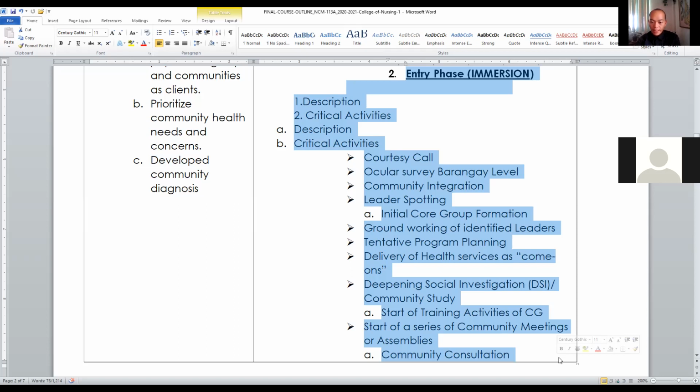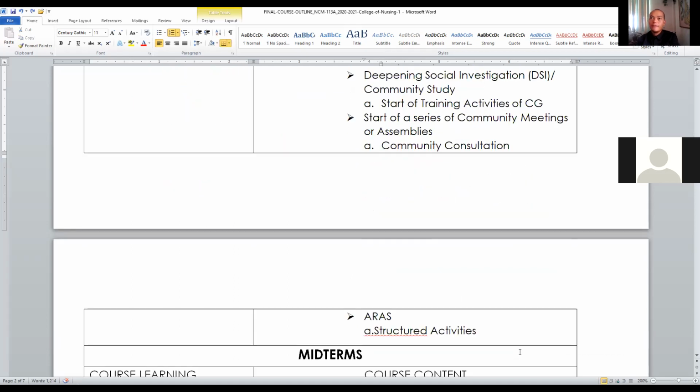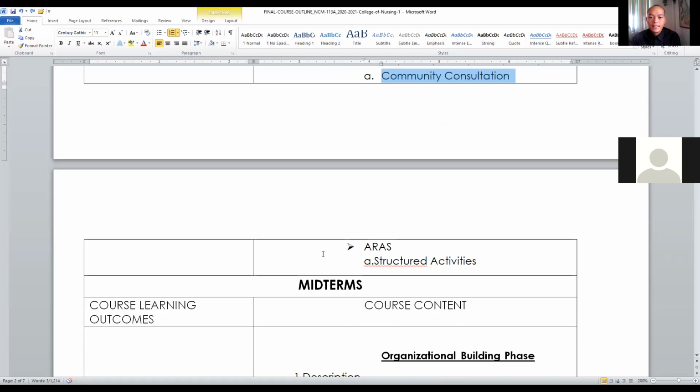Start a series of community meetings, assemblies. Then yung mga consultation, you will be scheduling, like for example, 5 p.m. po, pag natapos lahat ng trabaho nyo sa community. Okay, is it possible that I can meet you? Like isang oras lang po sa barangay hall para mag-usap-usap po tayo at malinawan ako kung ano po yung mga kailangan nating isolve na problems dito sa barangay nyo. Okay, that is your community consultation. ARAS, action, reaction, action setting is also one of the activities, and I will show you later in the pictures kung ano itsura ng ARAS and structured activities.